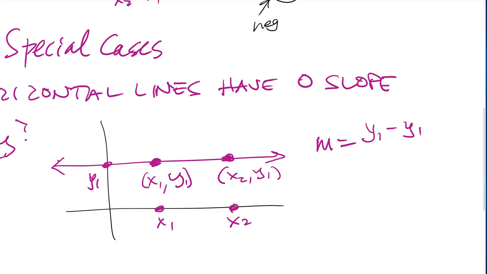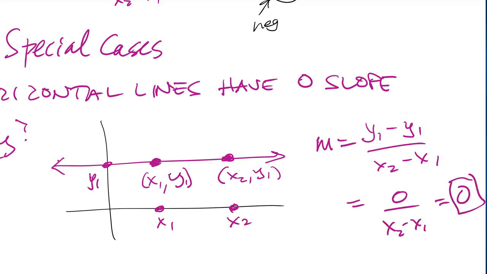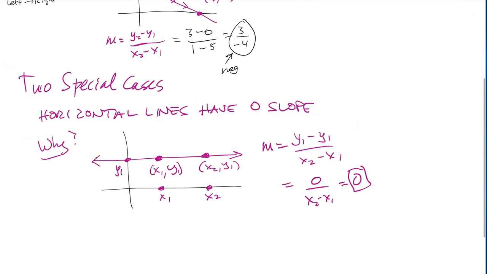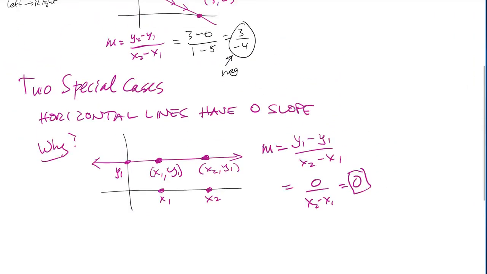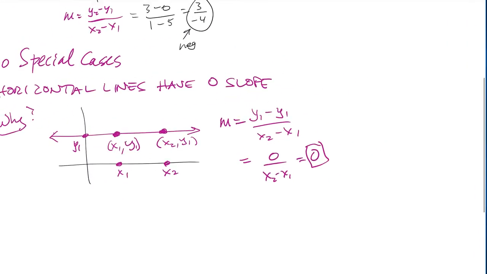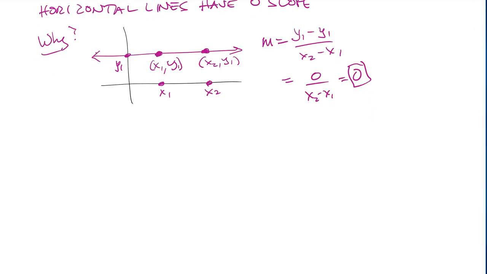So the slope here will be y1 minus y1 over x2 minus x1, and the top will be 0 over whatever this bottom is. So that's just 0. So we got a 0 slope out of this. I have a feeling that's a little too theoretical to really understand, so let me do an actual example.